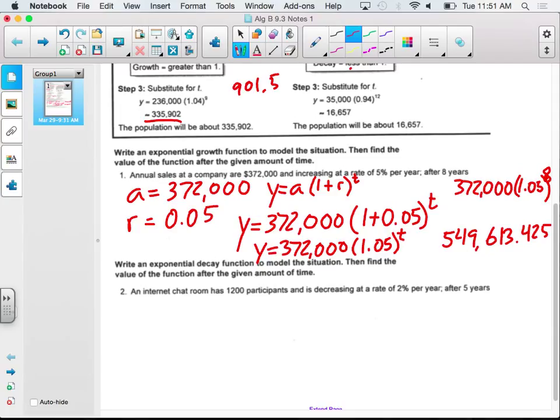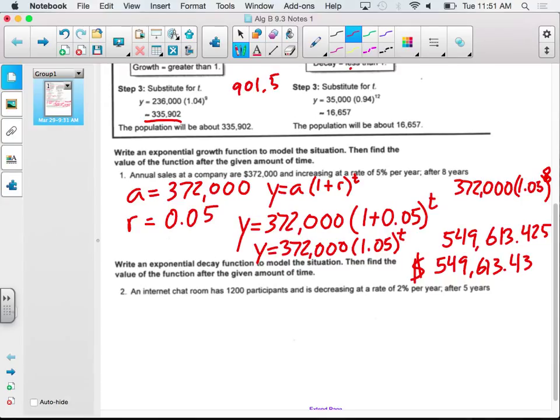Yes, Brayden? So then wouldn't we round that 5 to the 2? 549,613.43. Dollars, right? Since we're dealing with money, we only round to the hundredths place, right? We only go as far as the hundredths place.